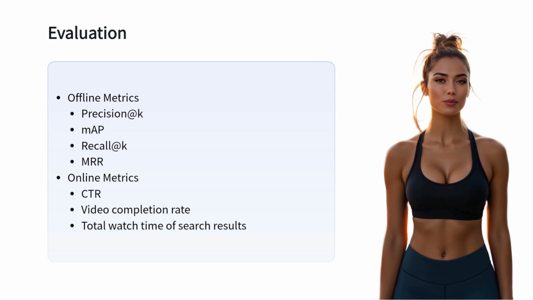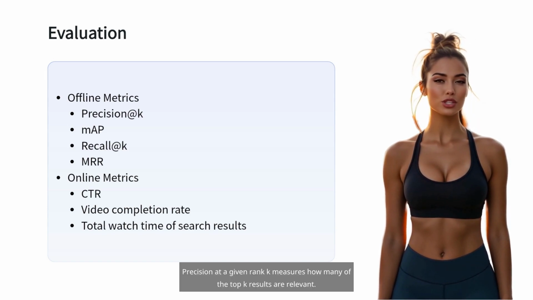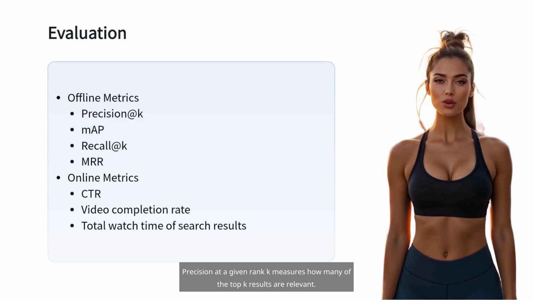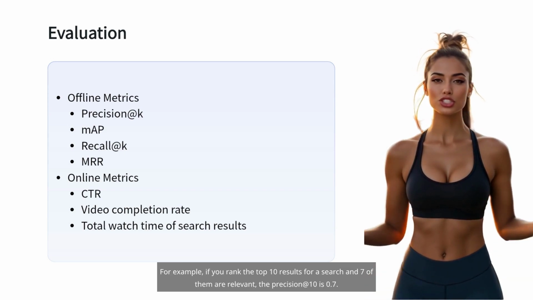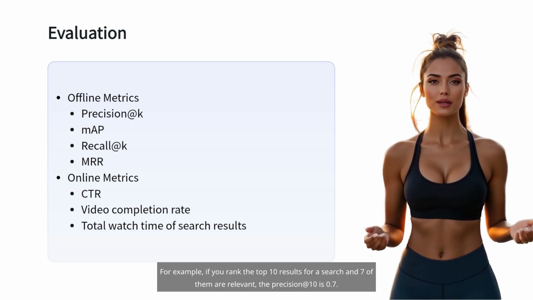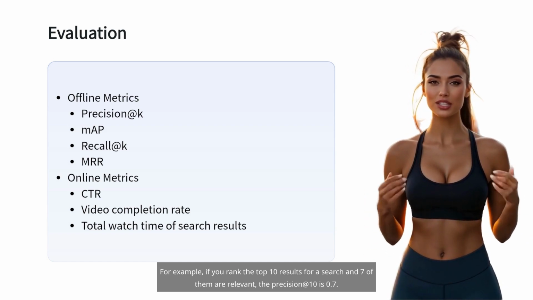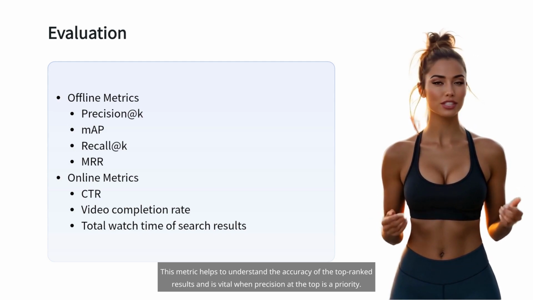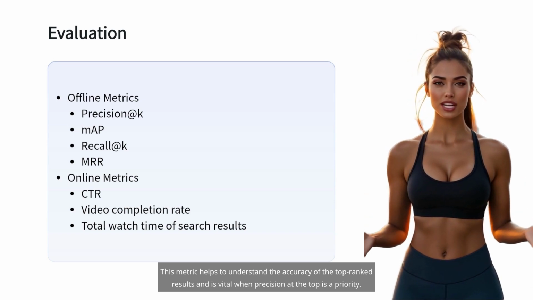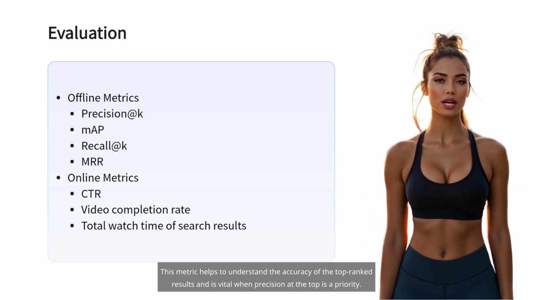Precision at K. Precision at a given rank K measures how many of the top K results are relevant. For example, if you rank the top 10 results for a search and 7 of them are relevant, the precision at 10 is 0.7. This metric helps to understand the accuracy of the top-ranked results and is vital when precision at the top is a priority.